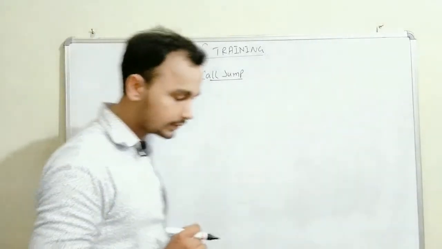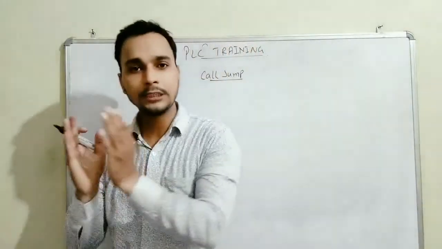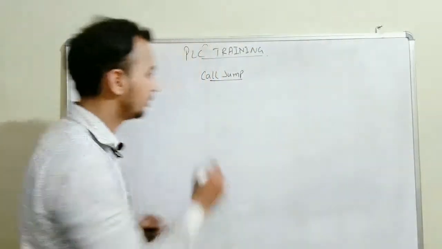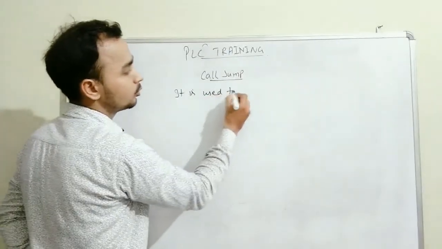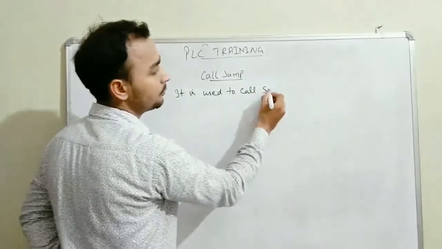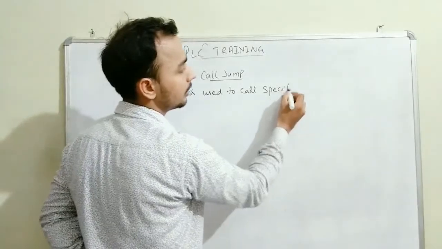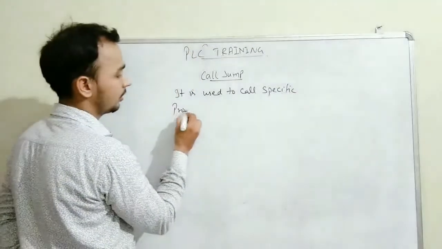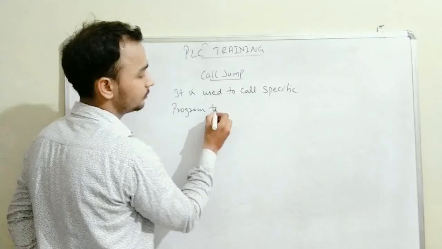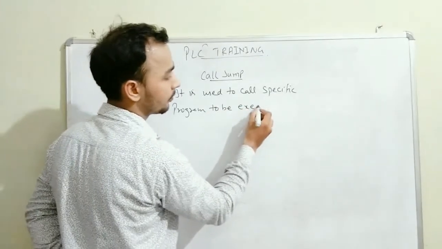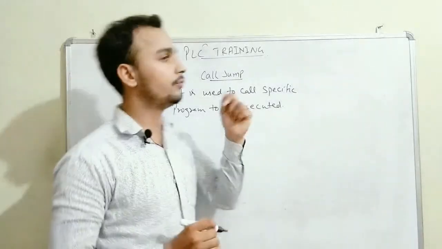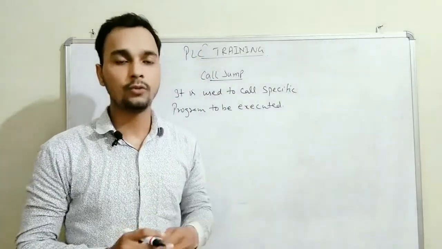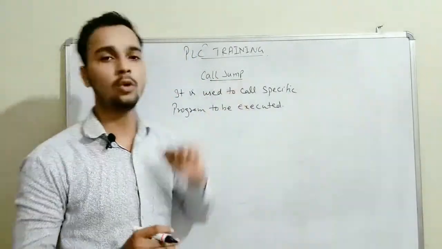Call jump instruction is basically used to call a specific program for execution. Means if we call a program for the execution, we will use call jump.